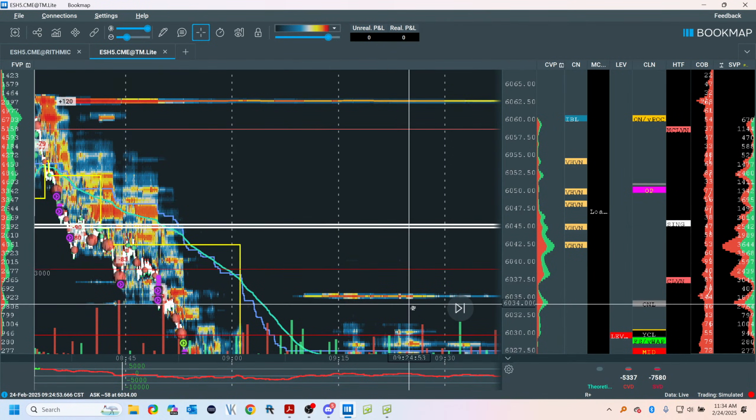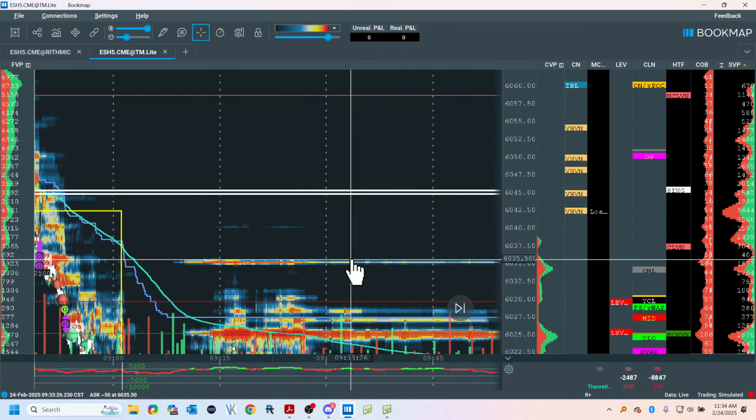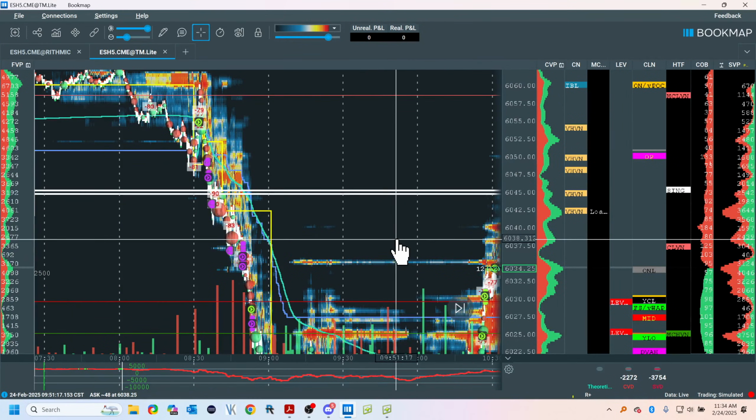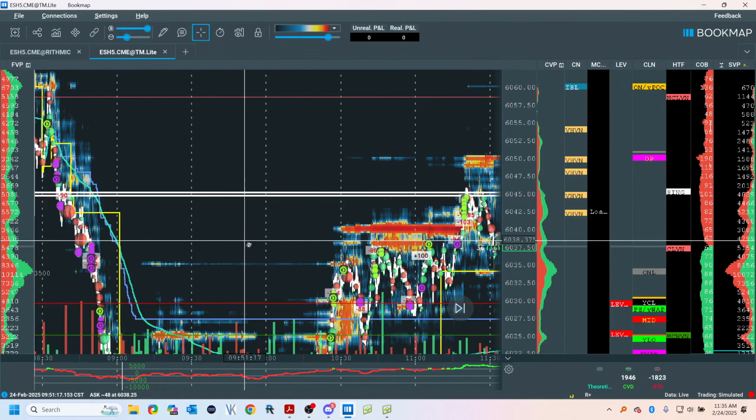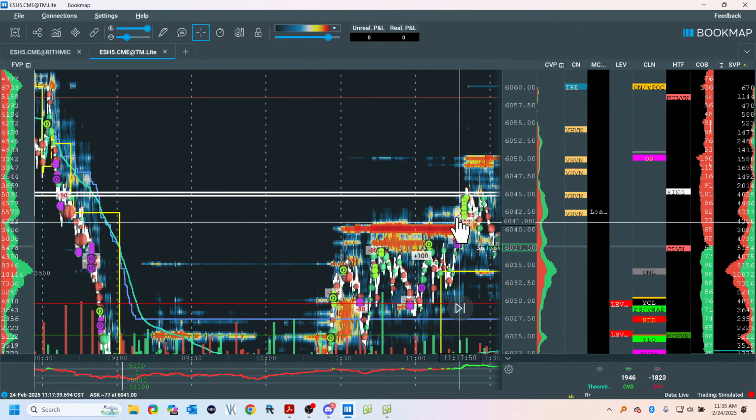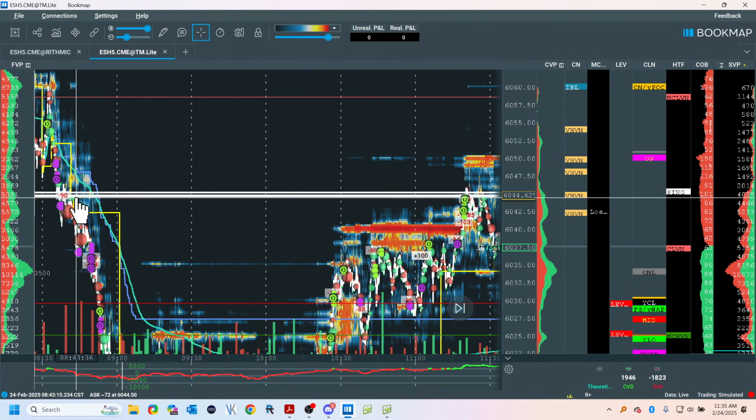And let's see what it does. Let's just come back to, because it's all about levels and locations. See, so when you get the sweep and you come up there, now I didn't mark that one because I just didn't see it.